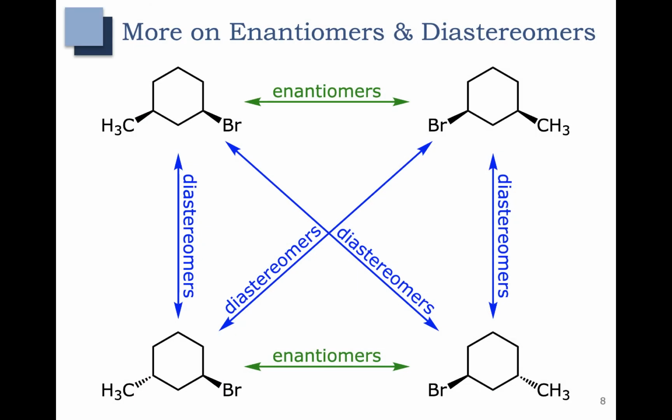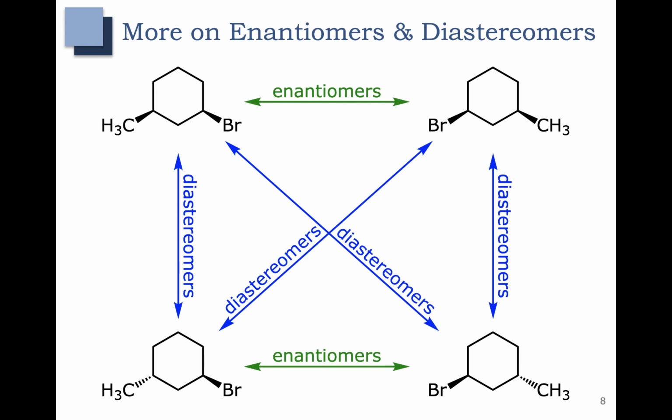Here are a couple more examples of enantiomers and diastereomers. You can see this molecule over here on the left is a mirror image of this one on the right. So they are enantiomers. They are also both cis cyclohexanes. The relationship between cis and trans, however, are diastereomers. So if we take this molecule and we just flip one group so it's away and we get to trans, now the relationship between these two molecules are diastereomers.